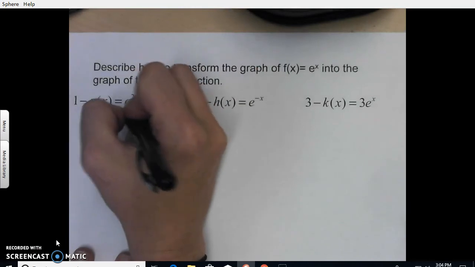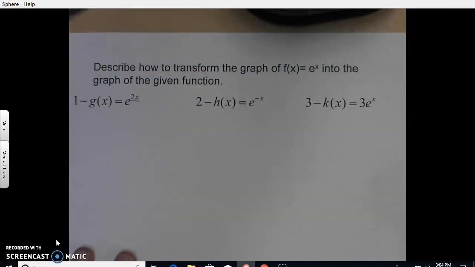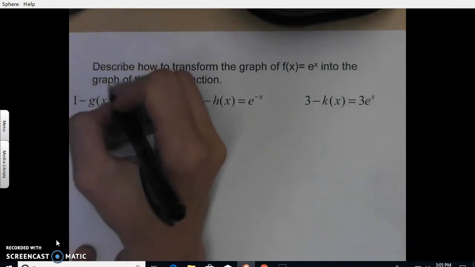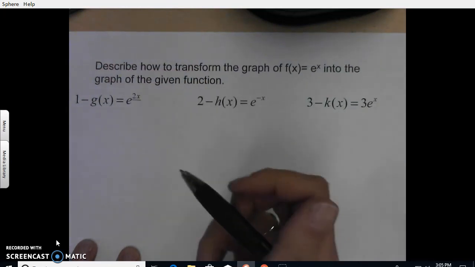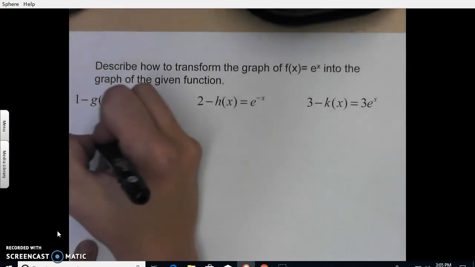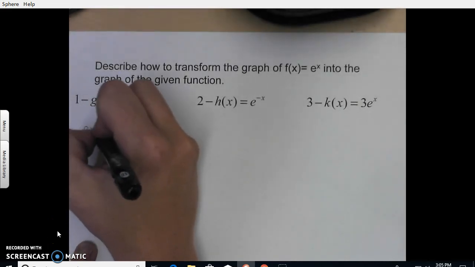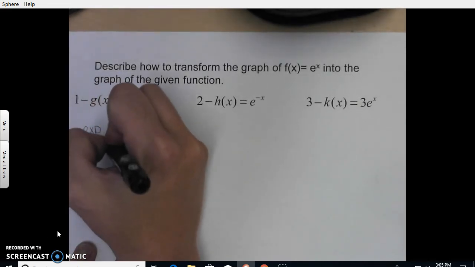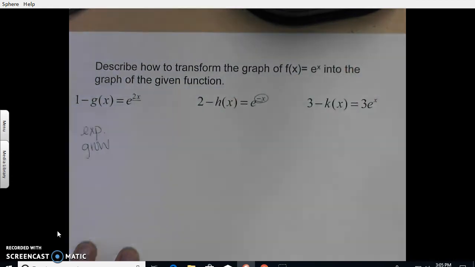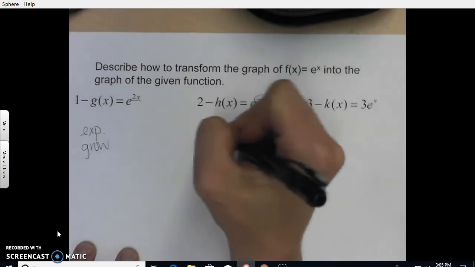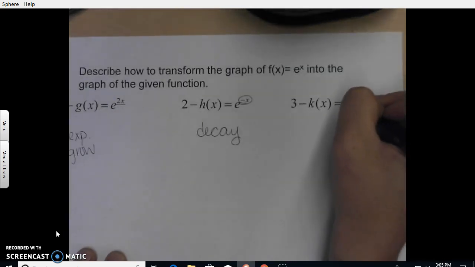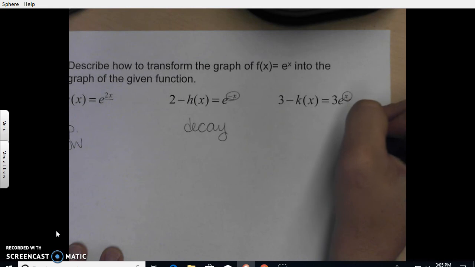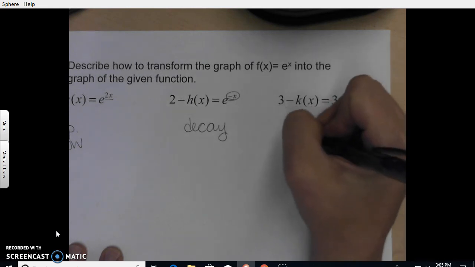Here, e to the 2x power, k is greater than 0, so this is exponentially growing. Negative x means we are decaying. Positive x means we are growing.